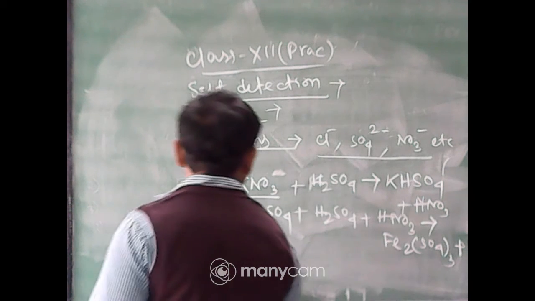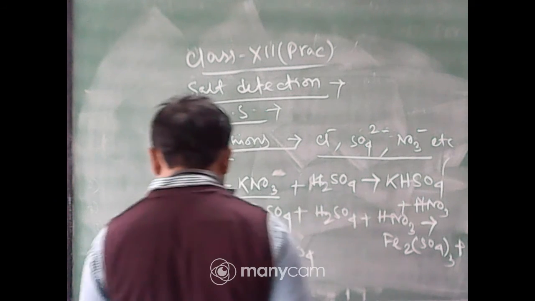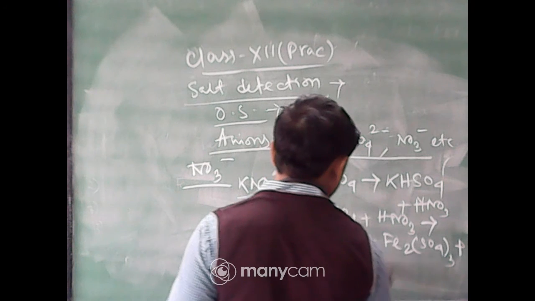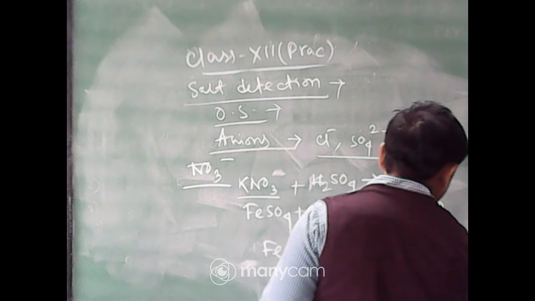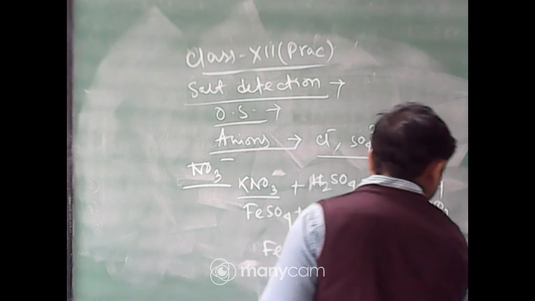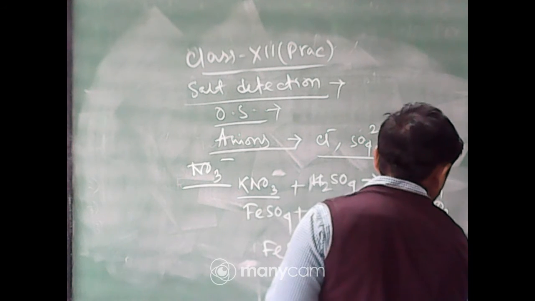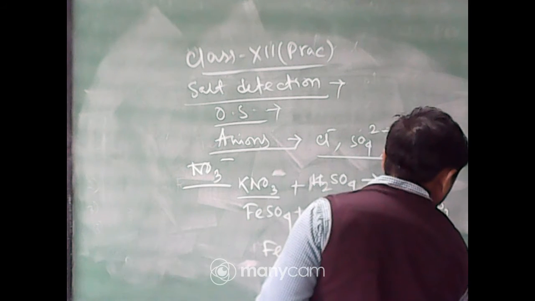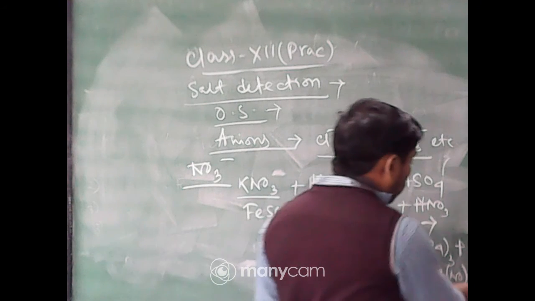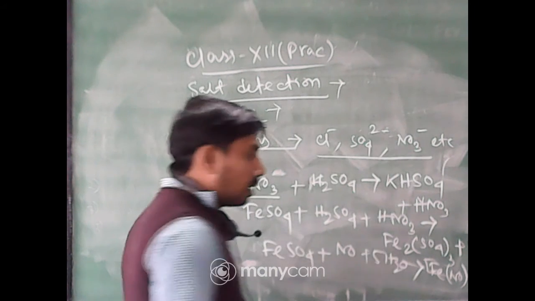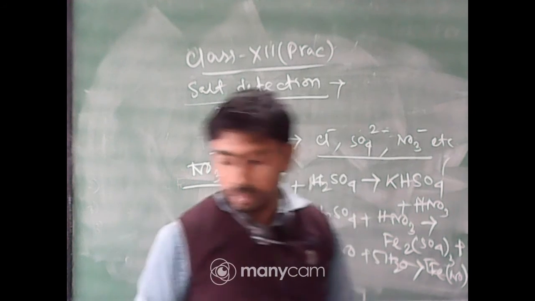This NO is responsible for the brown ring, which combines with ferrous sulphate and water. This is the [Fe(NO)(H2O)5]SO4. So what is the formula of the brown ring? [Fe(NO)(H2O)5]SO4, penta aqua nitroso ferrous sulphate. This is the name of that compound.